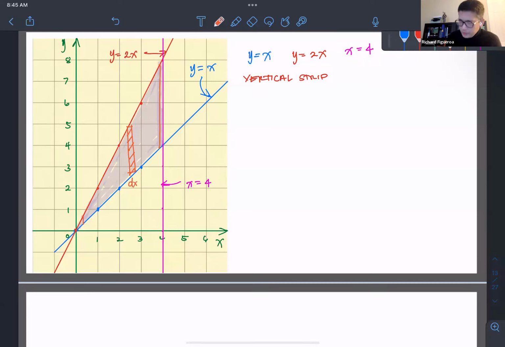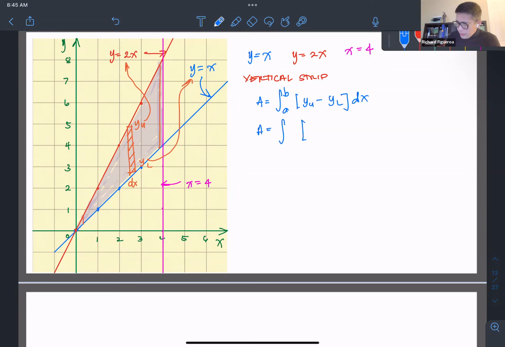So since it's a vertical strip, I'll have dx there. Then this one will become my y upper, and this one will become my y lower. So what is my y upper? Y upper is this. Y lower is the blue one. So our area will be, from A to B, y upper minus y lower dx.